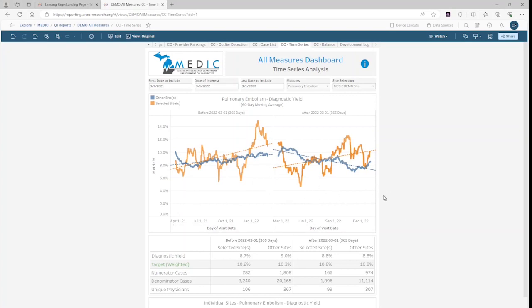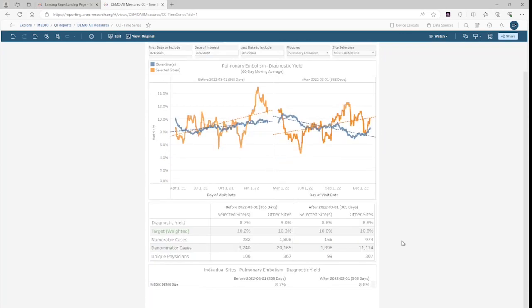And you can see that there's a lot of variability. There's a lot of seasonality for a lot of these metrics. And so we've included in the dashed lines a linear trend line that just gives you an idea of what the trend was for the selected sites or for the other sites by before and after period. In the bottom panel here, you're going to see the case counts, the numerator cases, the denominator cases, the number of unique physicians making up the data, and then the before and after diagnostic yield at the selected sites and the other sites.